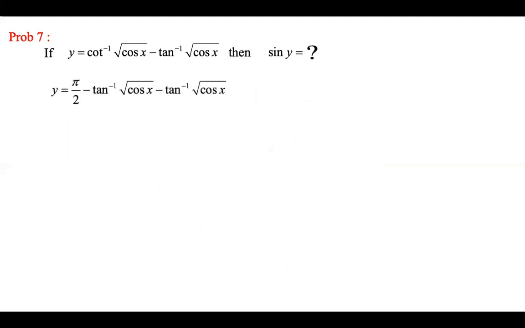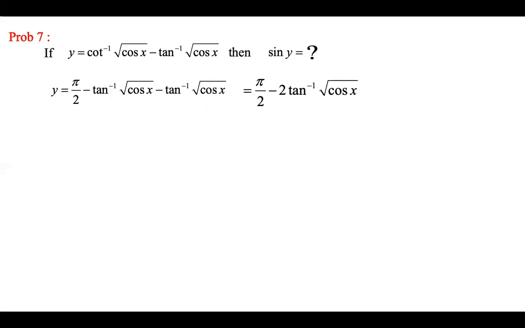You observe this. The solution is that the very first term, cot inverse of root cos x, that is cot inverse of something, is nothing but pi by 2 minus tan inverse of the same thing. That I am replacing. Cot inverse of k is pi by 2 minus tan inverse of the same k. So cot inverse root cos x is replaced by pi by 2 minus tan inverse root cos x, and as it is, minus tan inverse of root cos x is already there. This is pi by 2 minus 2 tan inverse of root cos x.